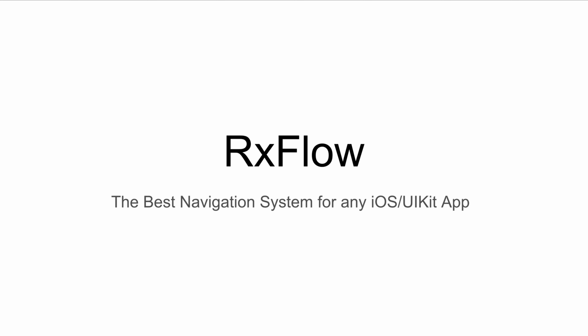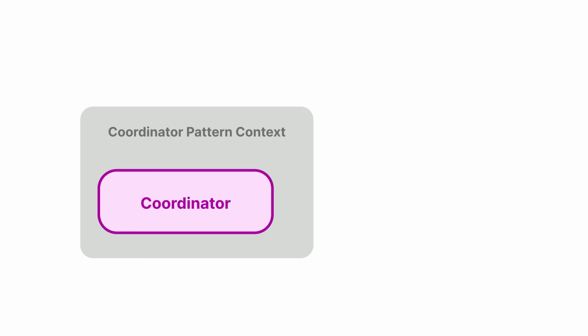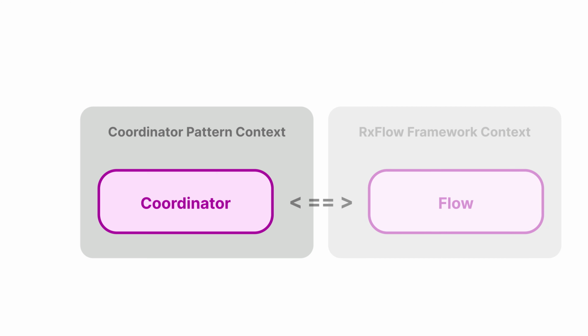And before we start talking about what is RxFlow, you have to know a really important thing about naming in the context of RxFlow and the coordinator pattern. The thing is that in the classical coordinator pattern, the logical piece of navigation we call a coordinator object. But in the context of RxFlow, this object has a different name. This name is flow object.